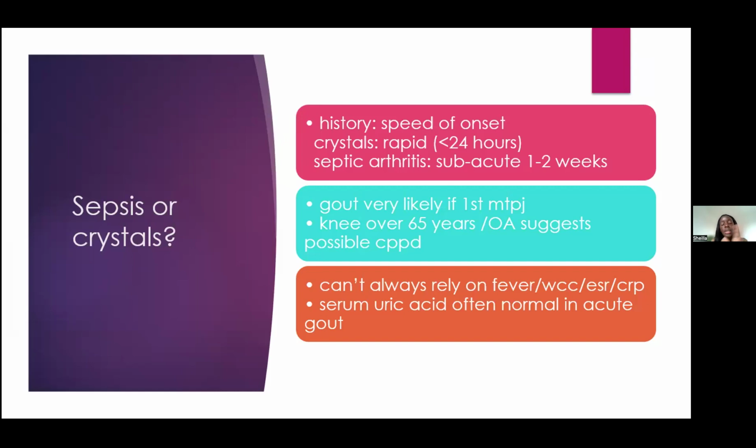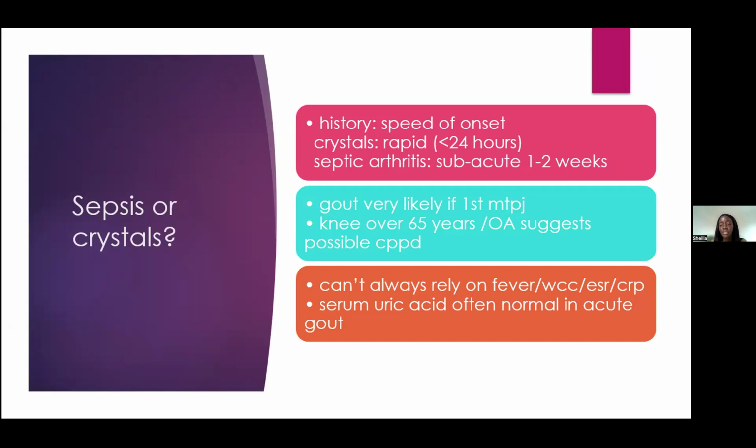For at-home management, you can advise patients to use topical ice therapy. So in summary, is it sepsis? Is it crystals? With sepsis, you look at the history of speed of onset. With sepsis, subacute, 1 to 2 weeks. With crystals, usually very rapid, within 24 hours. Gout, usually the first MTPJ, classical gout, you don't need to do an aspirate in that case. It's obviously gout, treat it as that.